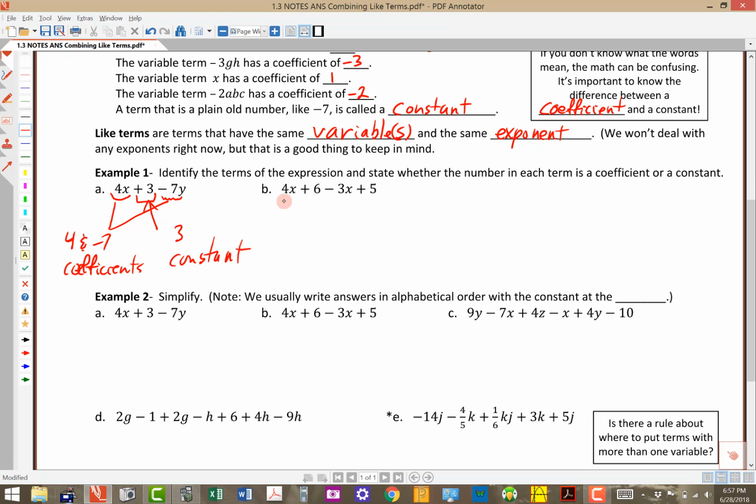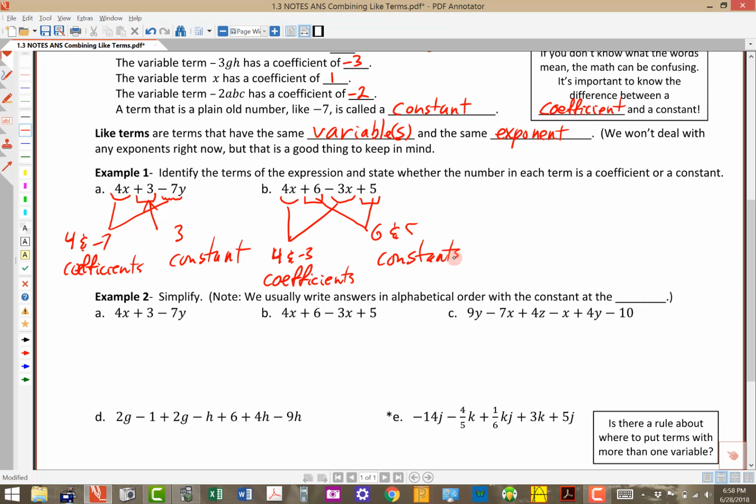Next one, we've got a variable term right here. That's definitely going to be a constant. So I'm going to do a box right here. Now this one is also an x, so I'm going to do a little loopy line underneath. And that one is also a constant, so I'm going to do it like this. So we've got 4 different terms in this one. These 2 are variable terms, so we've got 4 and -3. Those are coefficients. And then these other numbers, the 6 and the 5, those are constants.